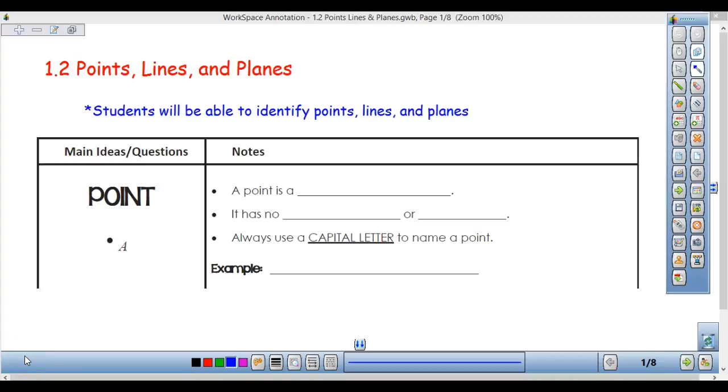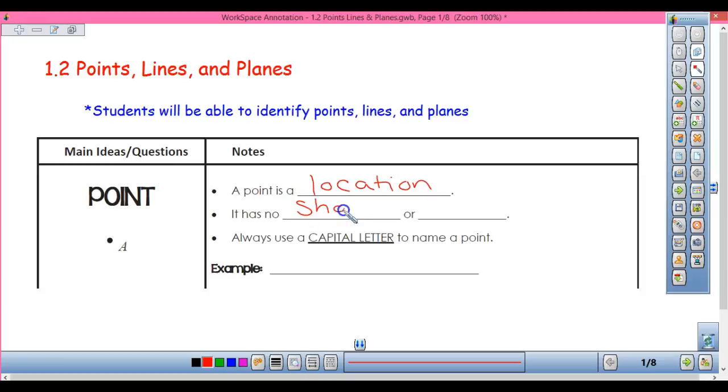Anybody that did your vocab know the next part? A point is a location. It has no shape or size.